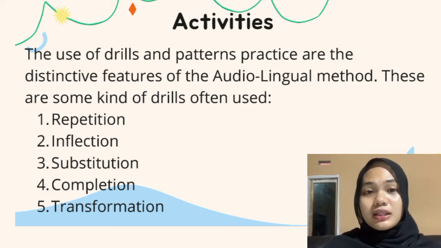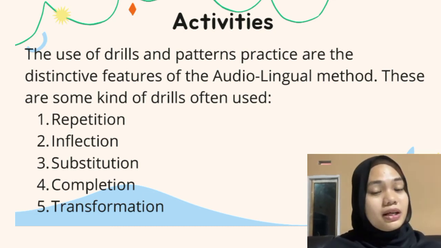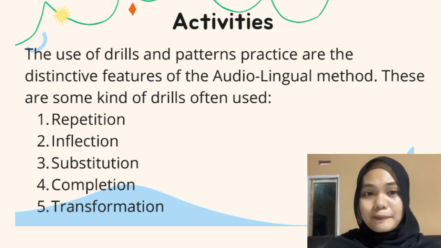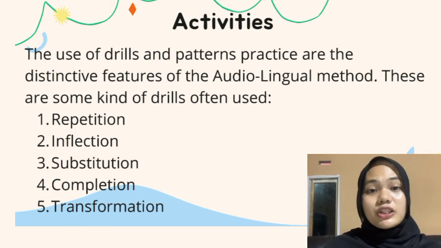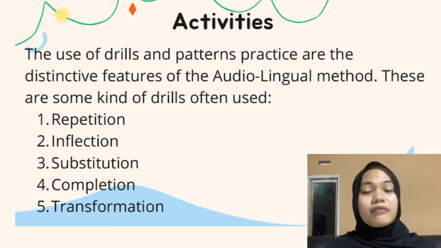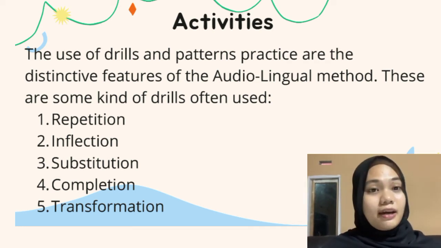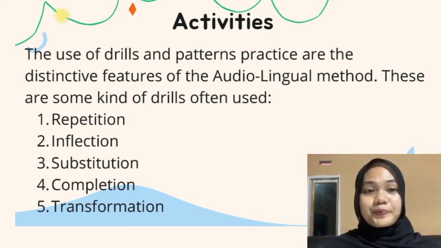And number 3 is substitution. One word in the utterance is replaced by another. Examples: He bought this house cheap. He bought it cheap. Helen left early. She left early. They gave their boss a watch. They gave him a watch.